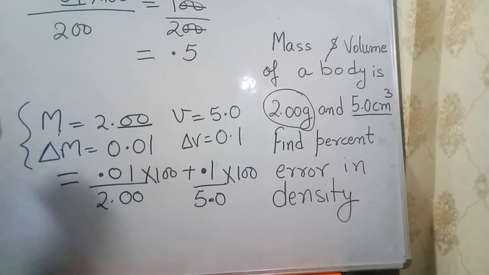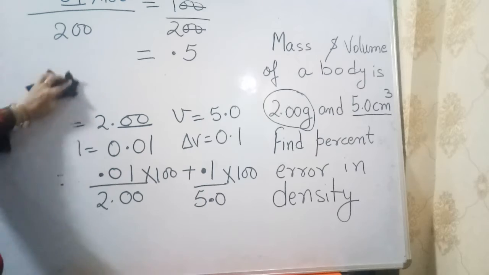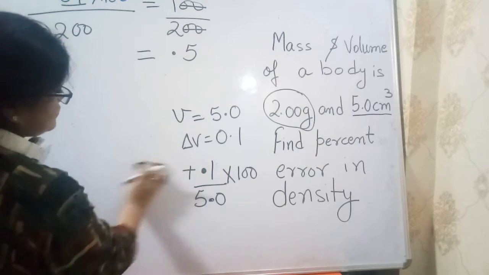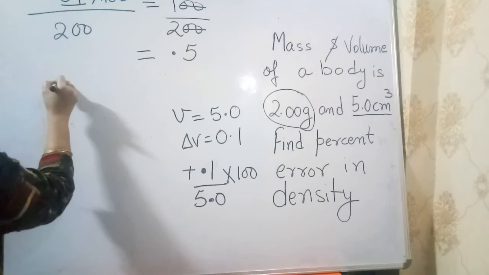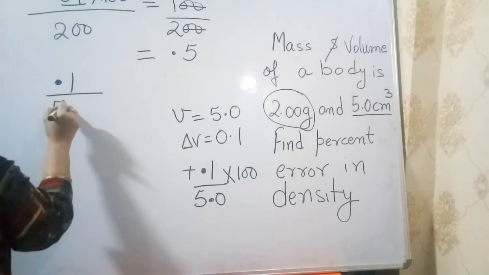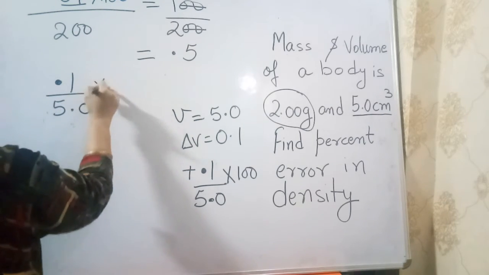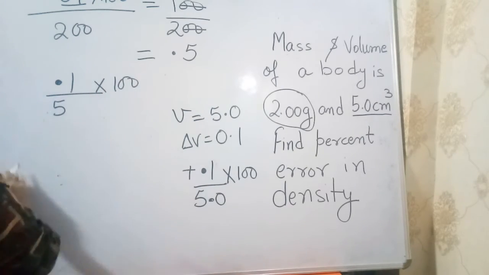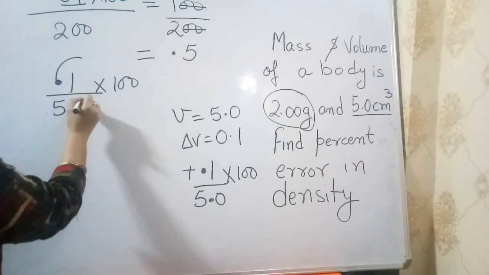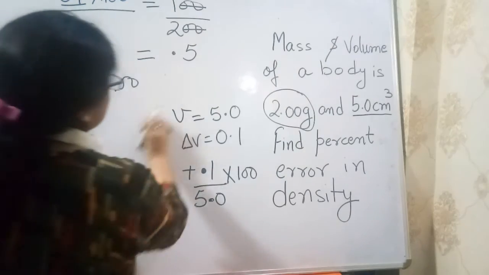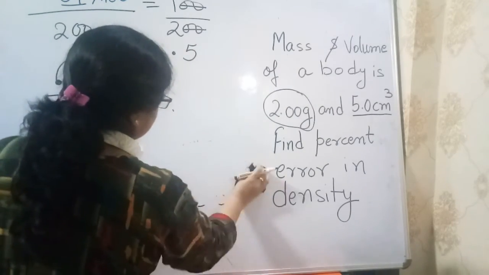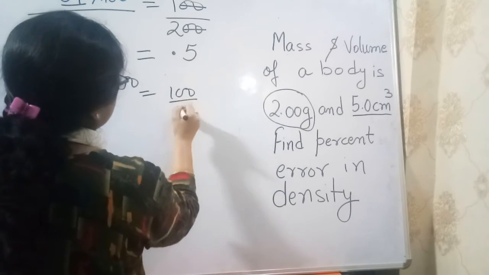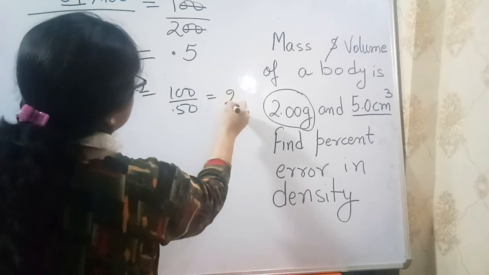Now in case of volume, see, we have 0.1 over 5.0 into 100. Now we just ignore this. Clear? And after removing the point from here we have this. Clear? Now what is its value? 100 over 50. That means 2.